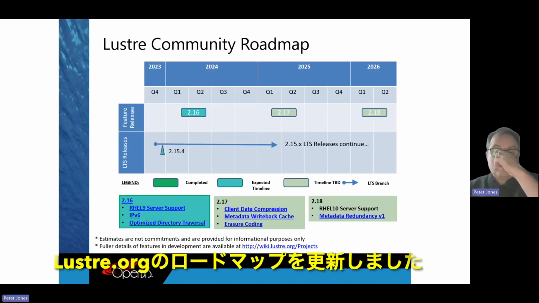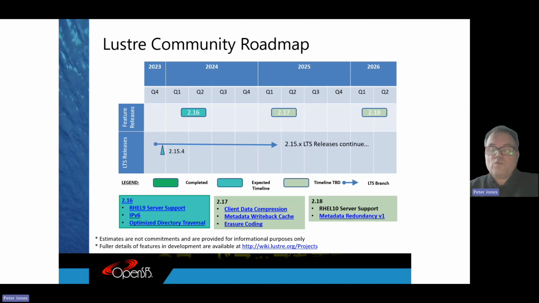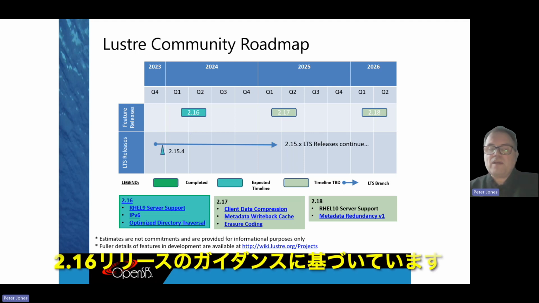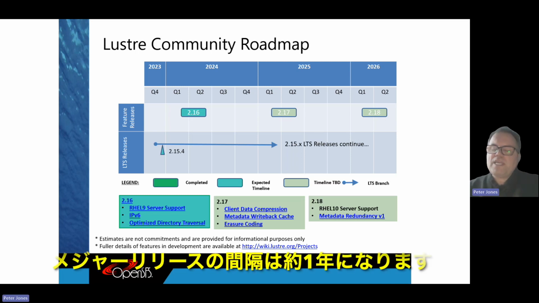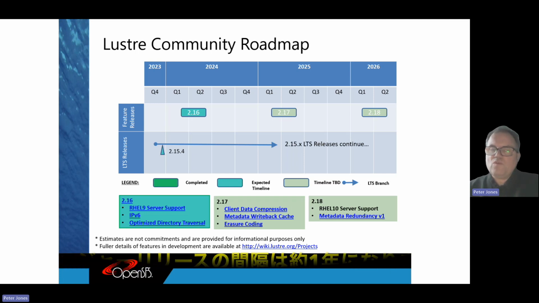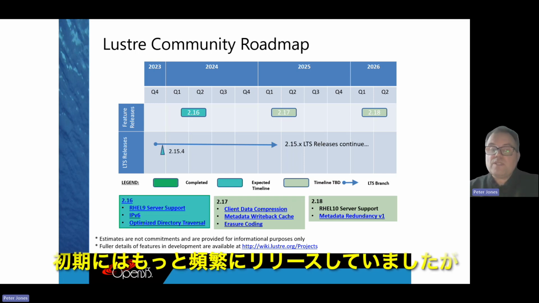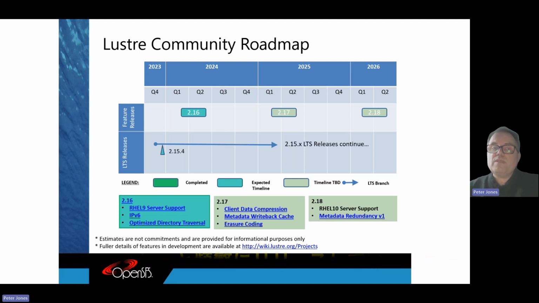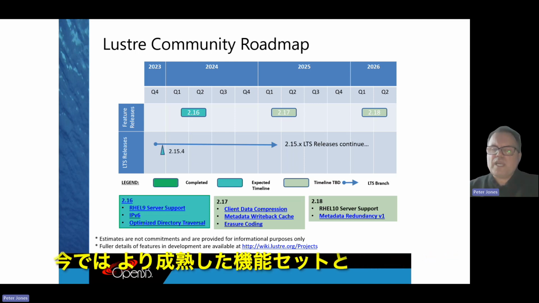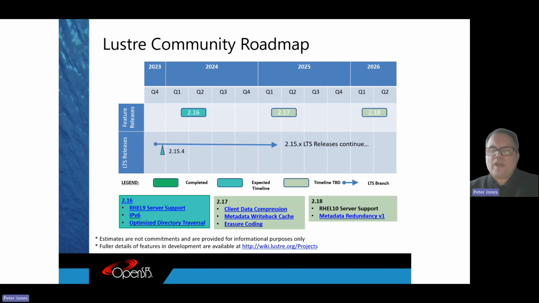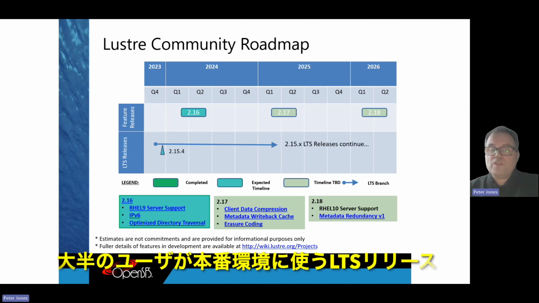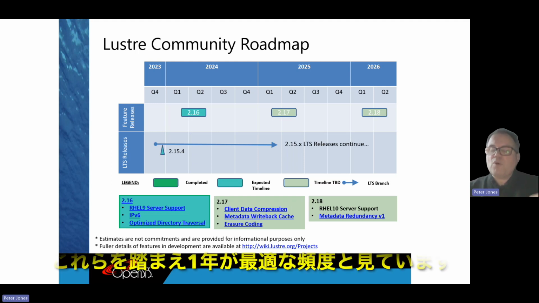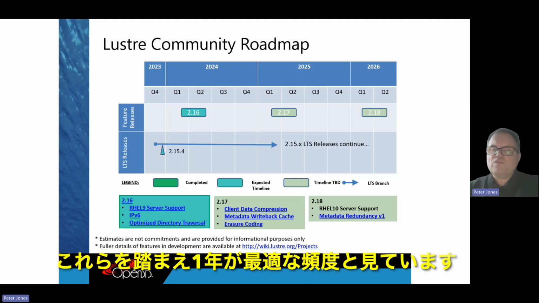We did just do a refresh of the Lustre.org roadmap based on that guidance about the 2.16 release. Looking at it now, we have about a year cadence between the major releases normally. Earlier in Lustre's history, we used to do more frequent releases, but now as we have a more mature feature set, and we have the LTS release, which is what the majority of users are choosing to use for their production deployments, we've settled upon about a year being about the right balance of frequency for releases.